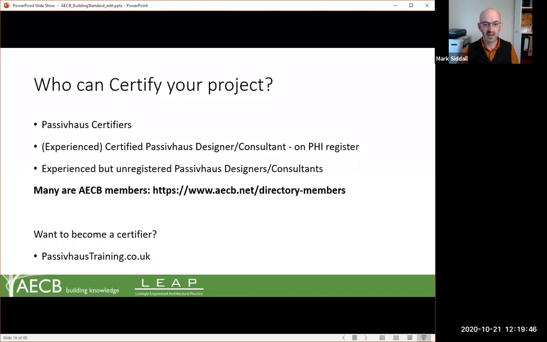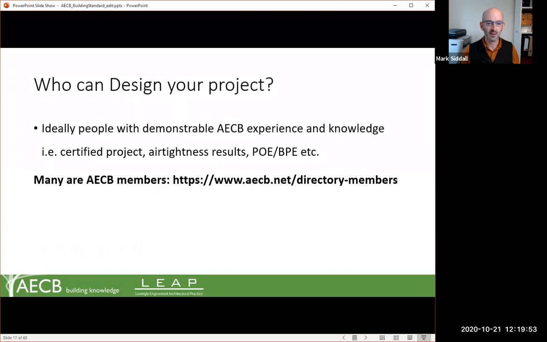If you're interested in becoming an AECB certifier, then you can go to passivhaustraining.co.uk and become a certified Passivhaus designer.